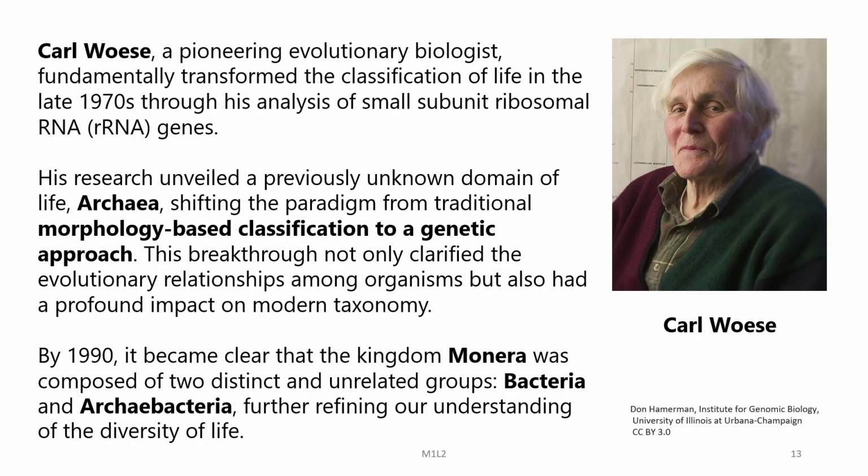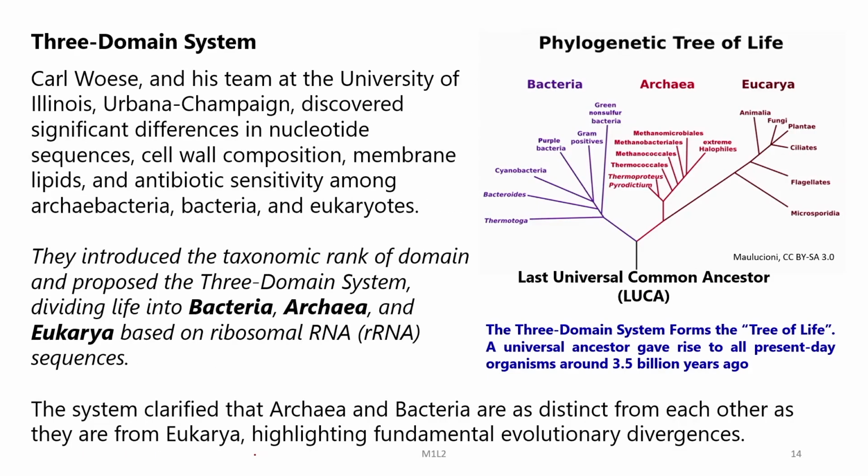The research by Carl Woese unveiled a previously unknown domain of life, which is known as archaea, and this shifted the paradigm from traditional morphology-based classification to a genetic-based approach. This breakthrough not only clarified the evolutionary relationship among organisms, but also had a profound impact on modern taxonomy. By 1990, it became clear that the kingdom Monera was composed of 2 distinct and unrelated groups, bacteria and archaebacteria, further refining our understanding of the diversity of life.